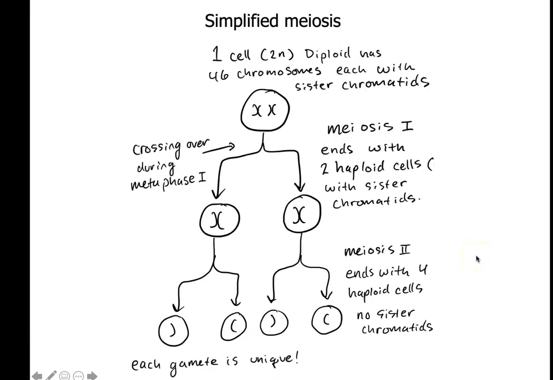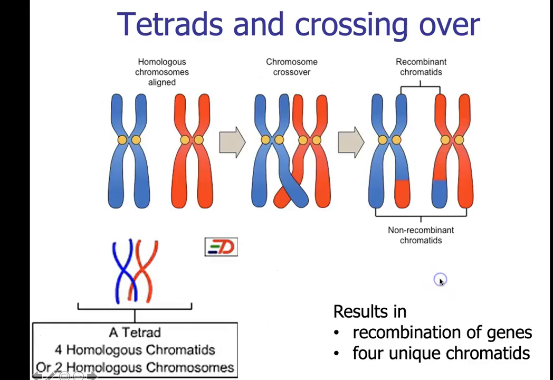So really simplified, we can think about our single diploid cell with 46 chromosomes, dividing once, dividing twice, to end up with each gamete being unique, each gamete being haploid. Why are they unique? Because during this first stage of meiosis here, we have crossing over, meaning that there is exchange of genetic material between sister chromatids, producing unique combinations in the gametes.